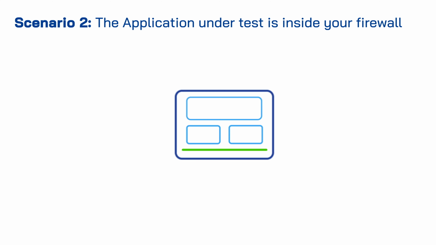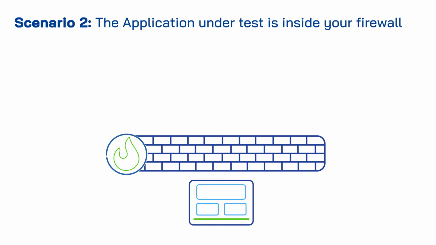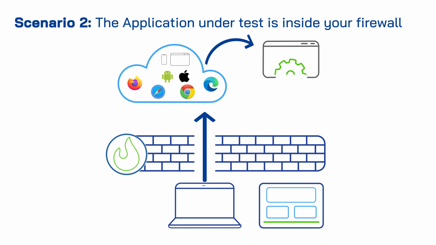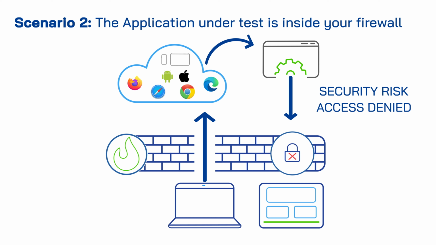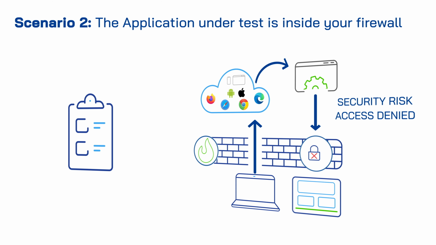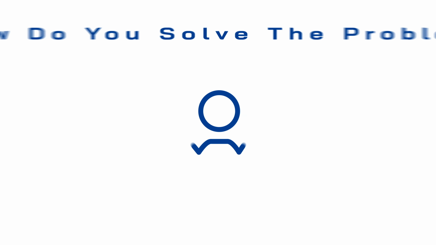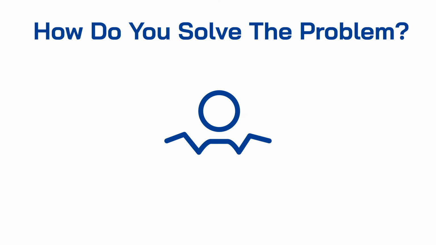It gets more tricky when the application to test needs to be behind your firewall. You send the request to the SaaS provider. The browser from the SaaS provider tries to access your application, but that request will be blocked at the firewall level. So with this setup, it's not possible to execute the test using a SaaS testing platform. So how can you overcome this issue?